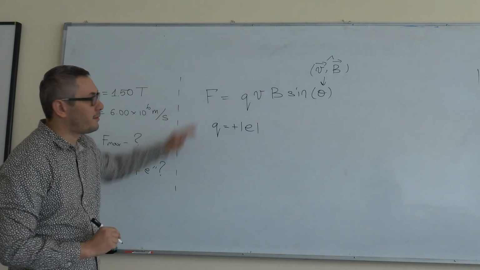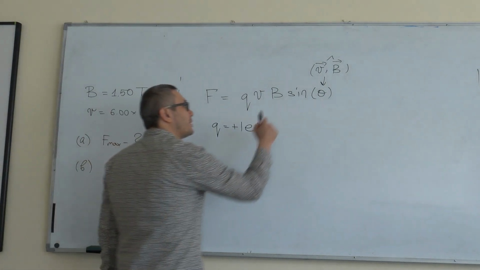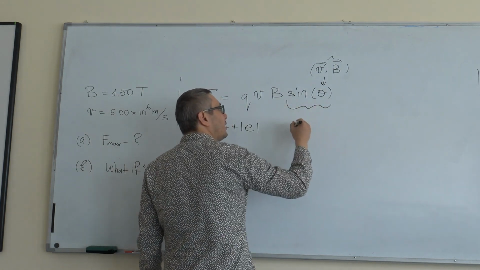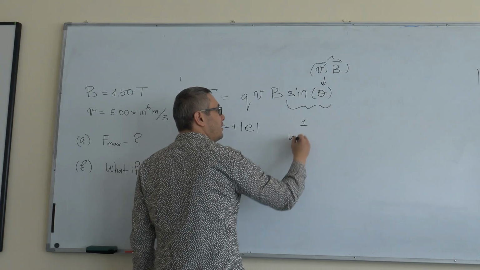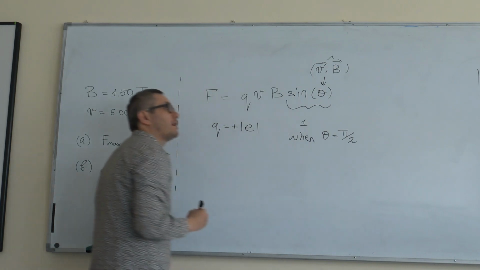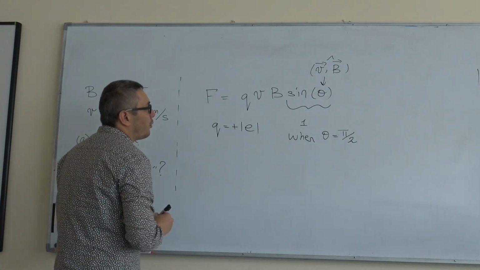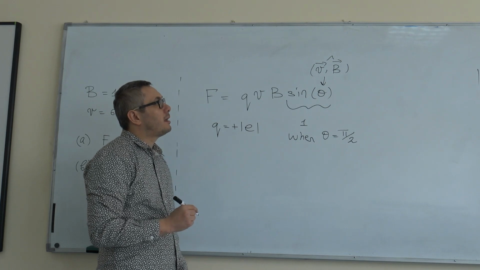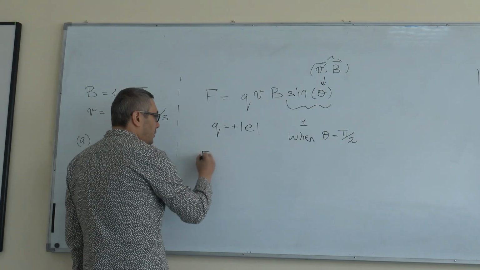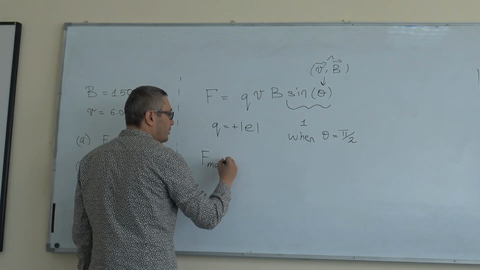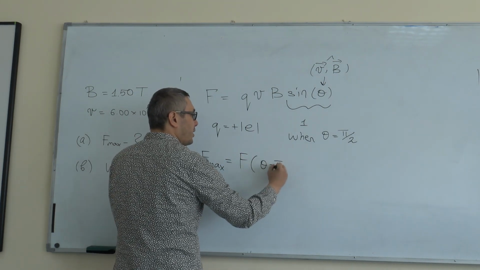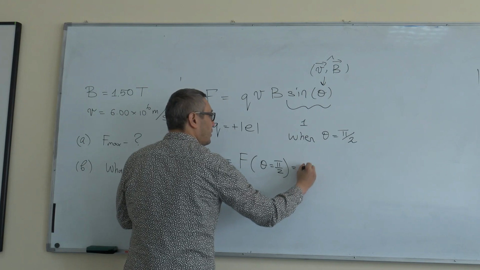Well, because the force is given like this, where we have this sine function here, we know that the maximum value the sine function can take is equal to 1. And this happens when theta is equal to pi over 2, that is, when the magnetic field and velocity are perpendicular to each other. So the maximum force is when theta is equal to pi over 2, and this is QVB.